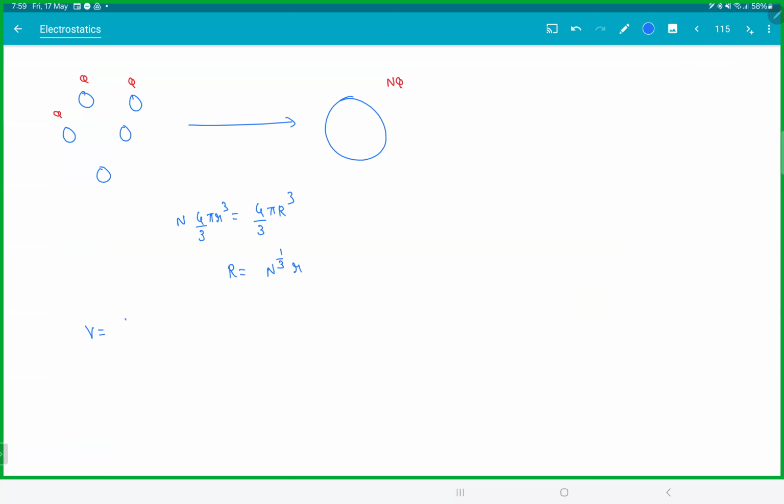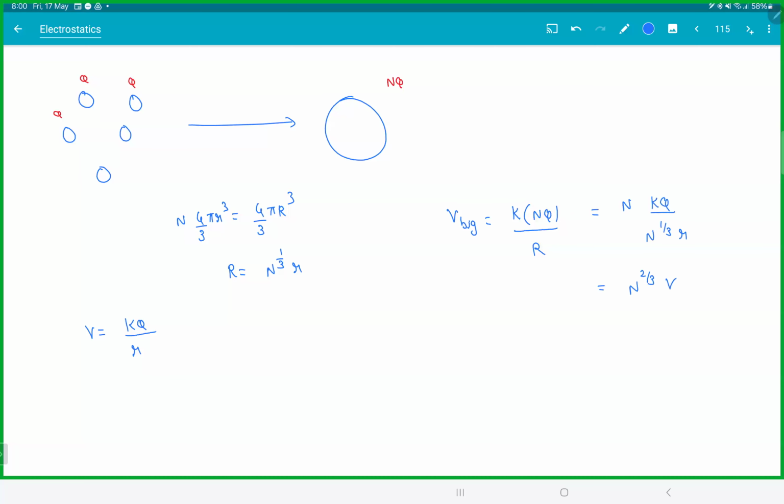Now potential of the small sphere is kq by small r. Potential of the big sphere will be k times total charge, which is k n Q, by capital R. Most of you forgot that n in the numerator. So n k q by n power 1 by 3 small r. So that is n power 2 by 3 into V. That's a mistake you did. Rehan got it right. Most of you forgot that charge also becomes n times.